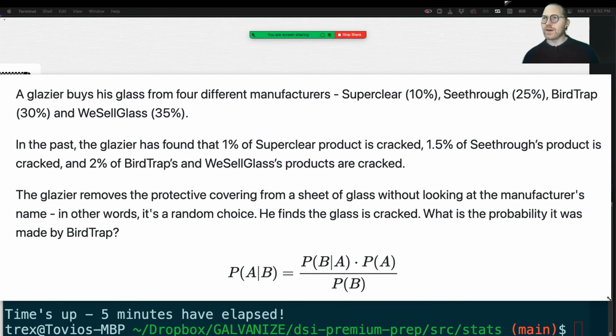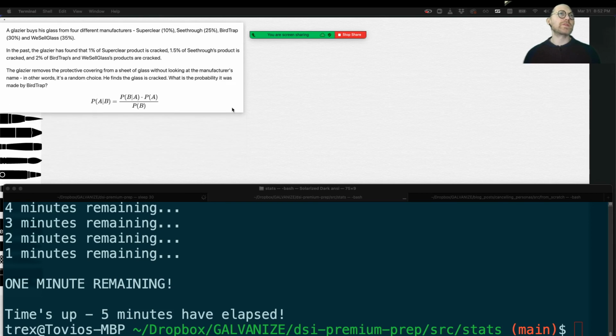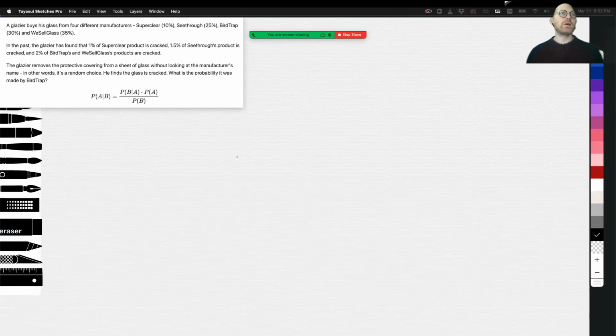Okay, I'm going to start walking through this. It's going to be a little hard to read that, but I think it'll be fine. Okay, so a glazier buys glass from 4 different manufacturers: super clear, see-through, bird trap, and we sell glass. And I think the first thing about most of these is, well, how do I organize this?